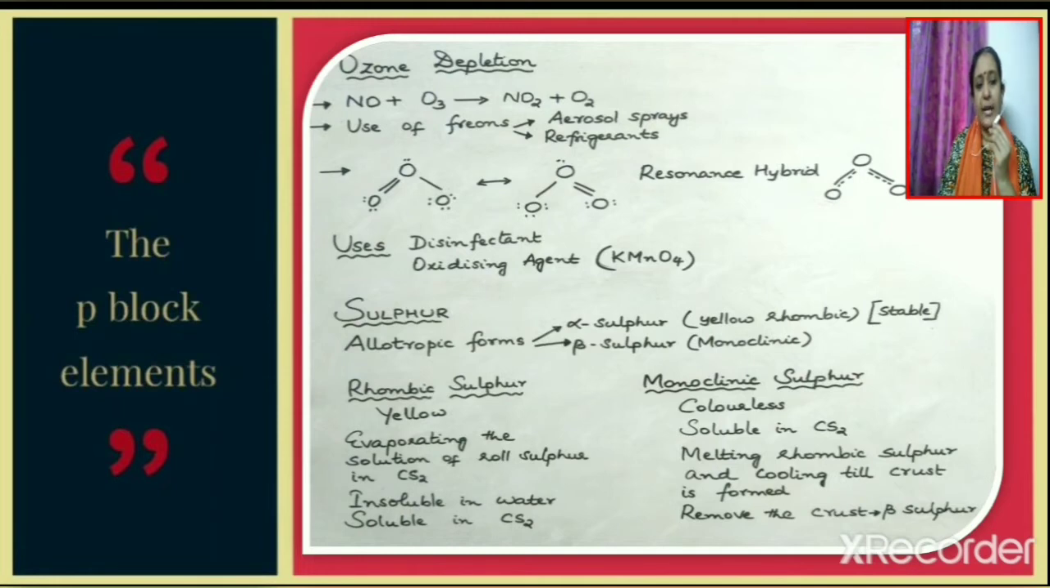Let us now compare rhombic sulfur with monoclinic sulfur. Rhombic sulfur is yellow in color. It is obtained by evaporating the solution of rolled sulfur in carbon disulfide. Rhombic sulfur is insoluble in water and it is soluble in carbon disulfide. Monoclinic sulfur is colorless. It is soluble in carbon disulfide and it is obtained by melting rhombic sulfur and cooling till a crust is formed. Remove the crust to get beta sulfur.